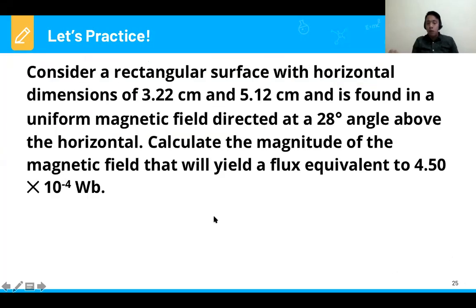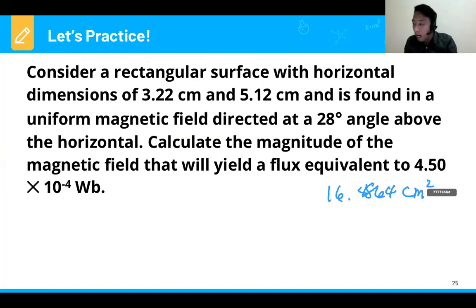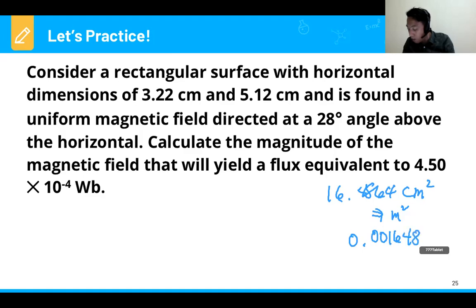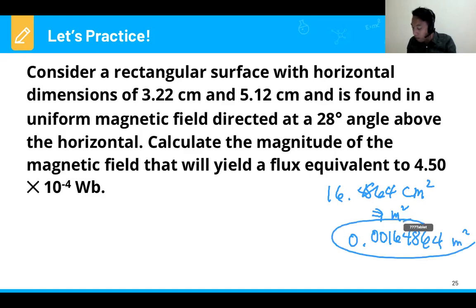Ayan. So here, yung 3.22 centimeters times 5.12 centimeters is we have the answer 16.4864 centimeters squared. Okay? And then we need to change this into meters or square meter, and equivalent niya is 0.00164864 meter squared. So we will use this as the area. Okay? So we will put everything now in our given formula.